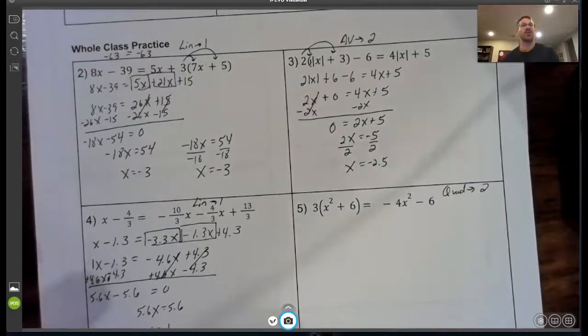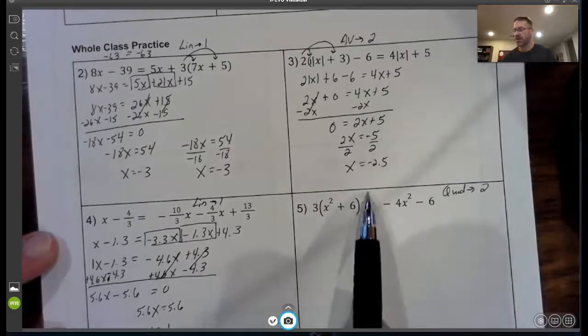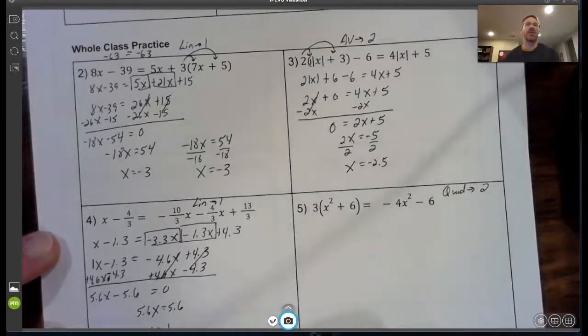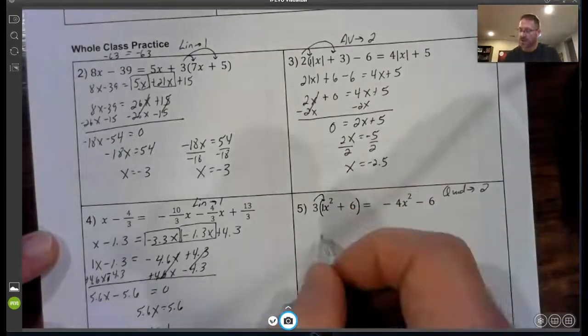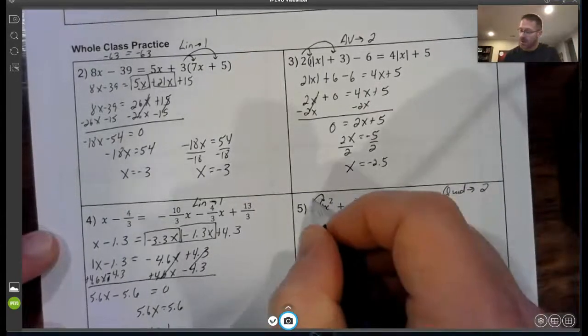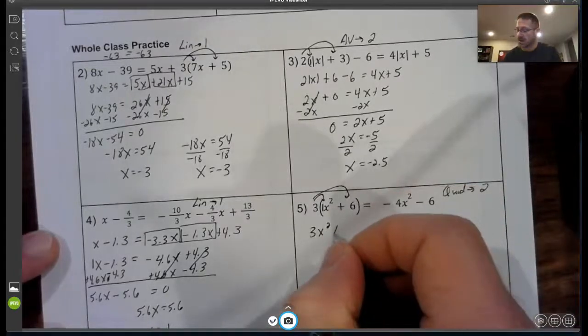All right, so step 1, distribute if you can. I see my parentheses. They are open, so I'm going to distribute to everything inside of it. Now, once again, this is a 1x squared. I'm distributing the 3 to the 1 right there. So 3 times 1 is 3x squared. 3 times 6 is 18.